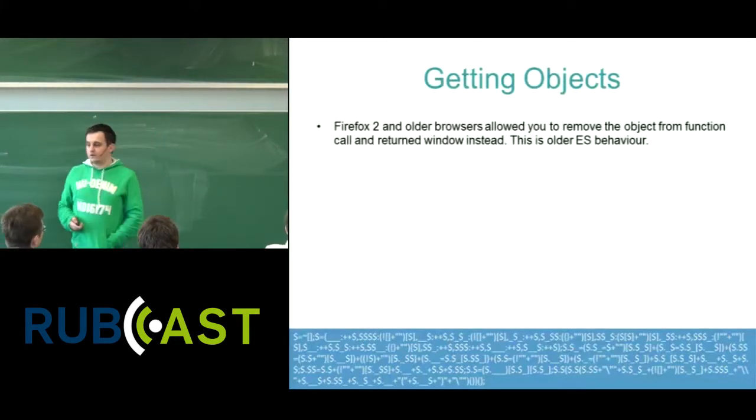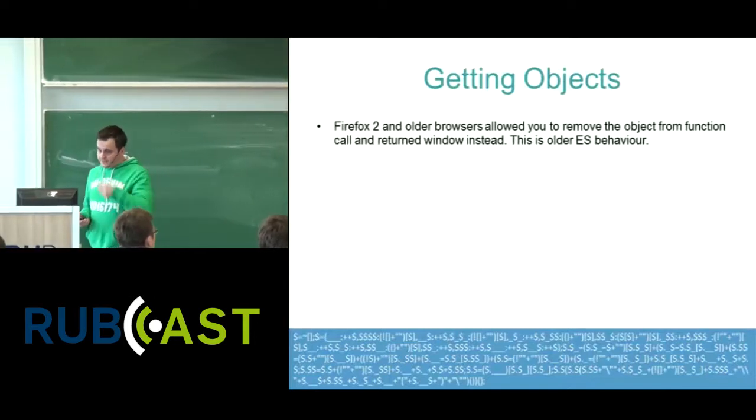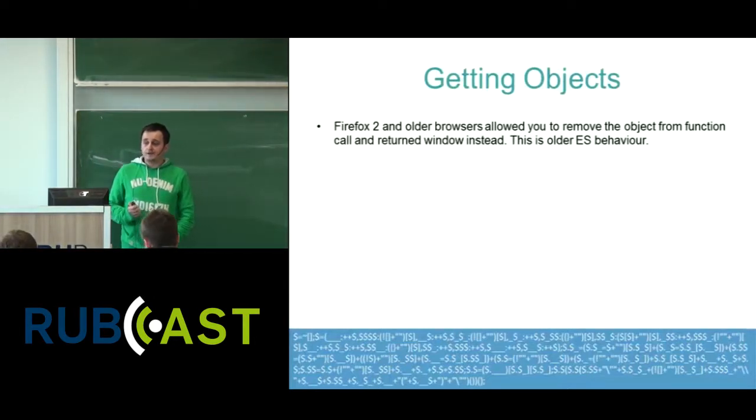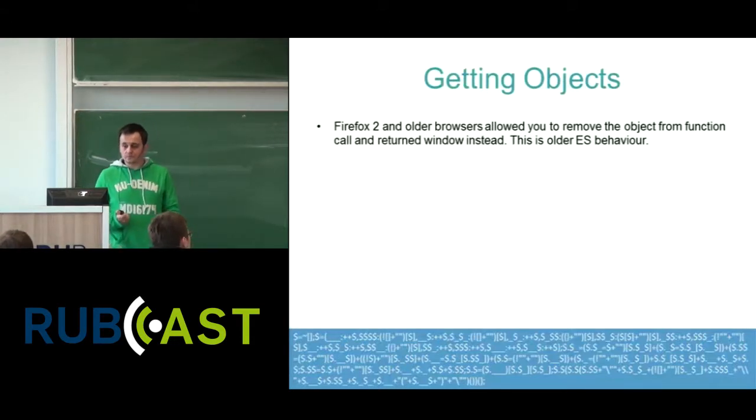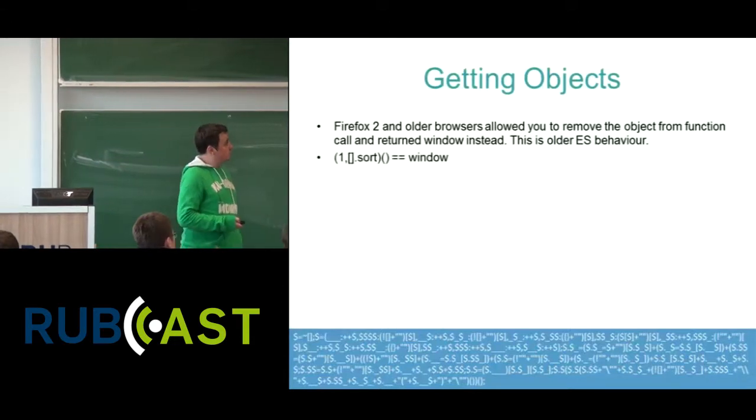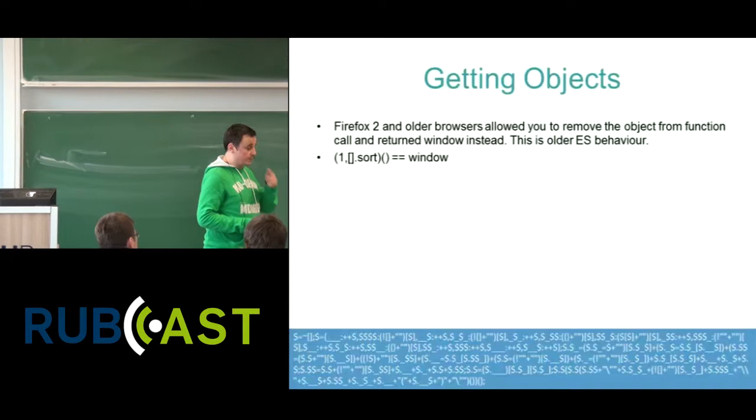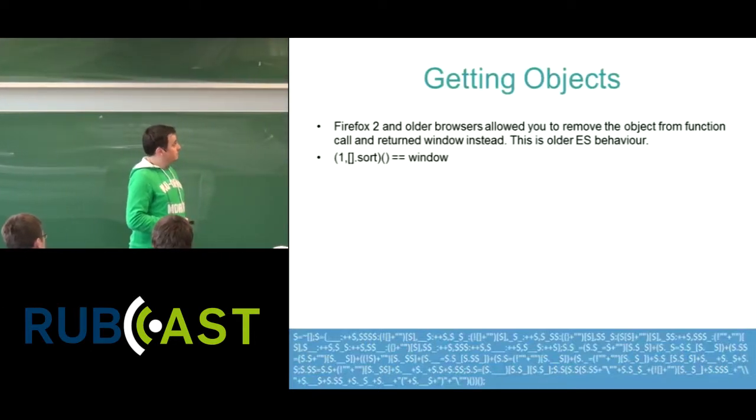So Firefox 2, and this is how all these techniques work. You could call and return the window. For example, sort will return the window. The reason this works is that you're giving the sort function a reference without the actual array. So indirectly, you're calling sort as a function itself, and it doesn't know which array it belongs to.